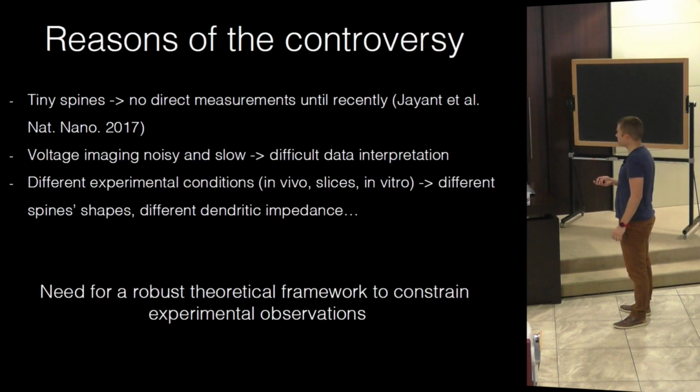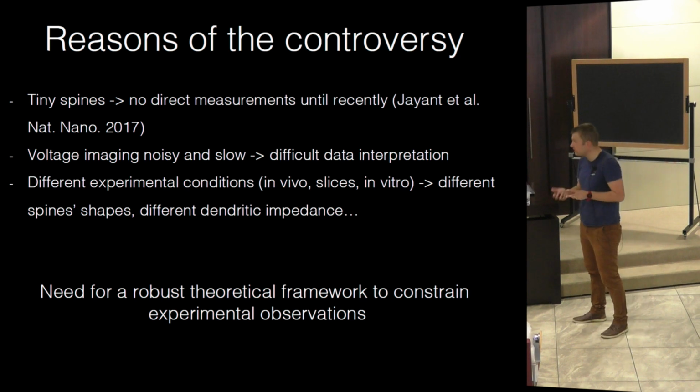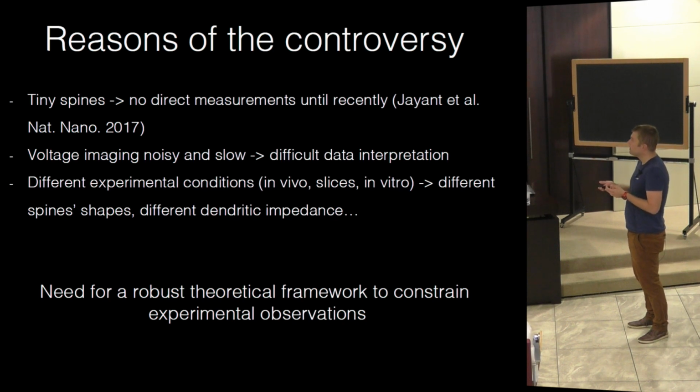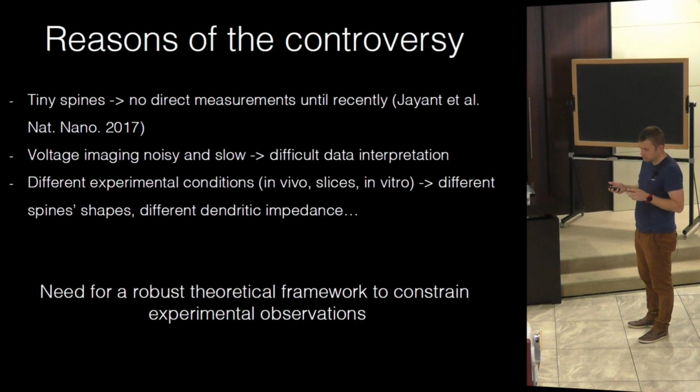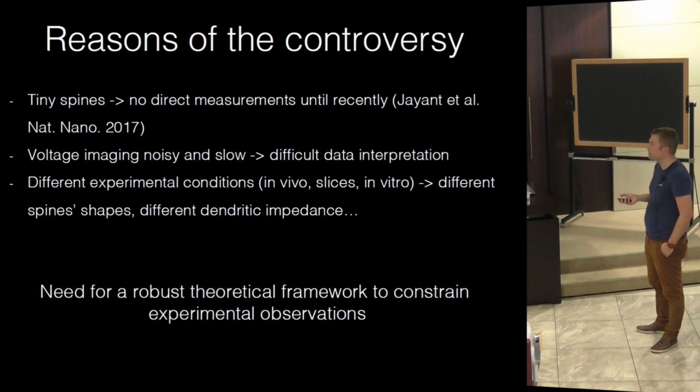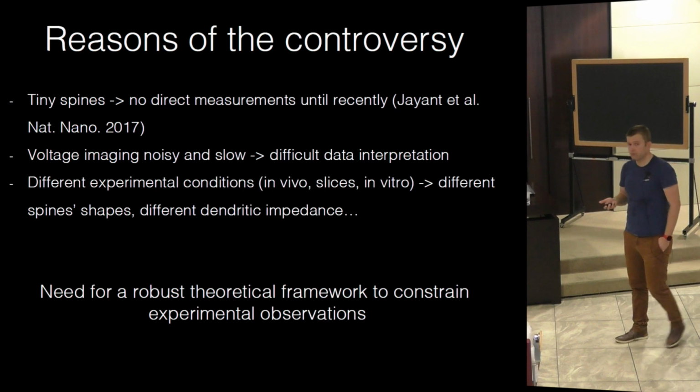And the reason is that these spines are really tiny. First of all, it's really hard to make a direct measurement of what exactly happens in these spines. In Houston's lab, they did, I think, almost the first direct measurements of voltage inside the spine using nanoelectrodes. This is the type of measurement I use in my modeling, but there are very few. They measured it in like 4 to 5 spines, not more, because this is a really tricky experiment. And voltage imaging is developing, but right now it's still very noisy and slow.